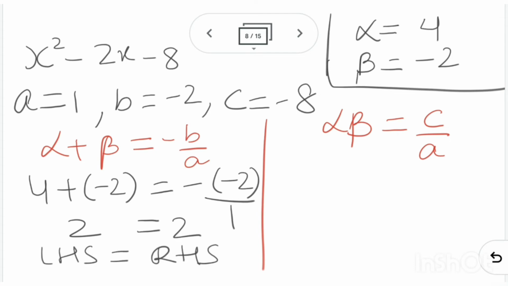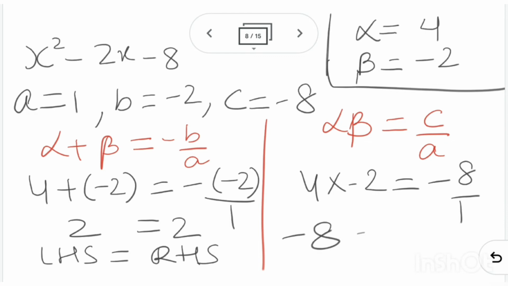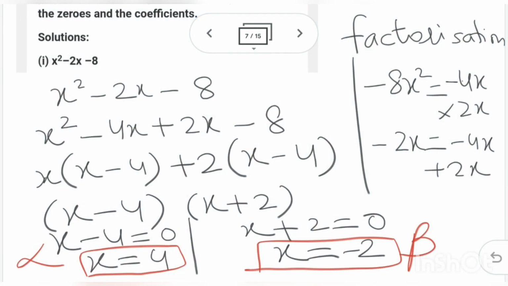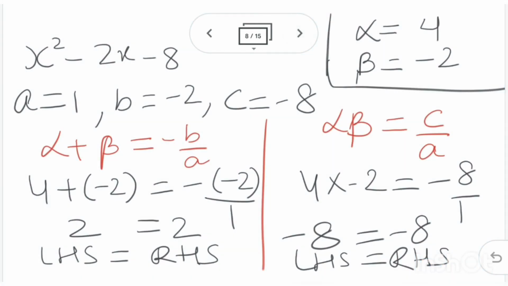Now let's verify this relation also. Here the product of zeros means 4 into minus 2 equals to c upon a. C is minus 8, a is 1. So minus 8 upon 1. Here also on solving, both the sides become equal. So here also we have verified the relationship. So this is how we can first find out the zeros of the polynomial by using the factorization method, and then verify the relation between zeros and its coefficients.